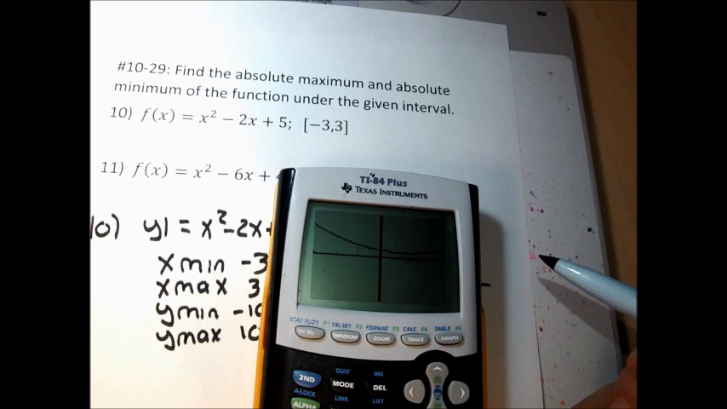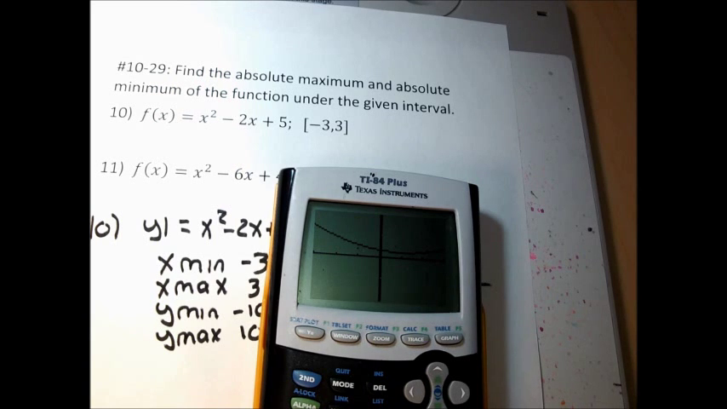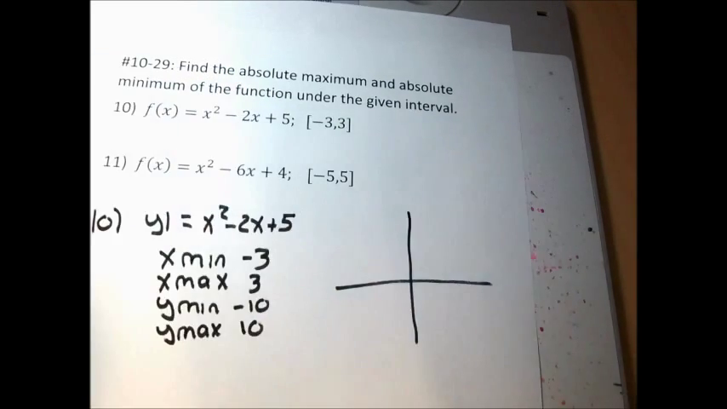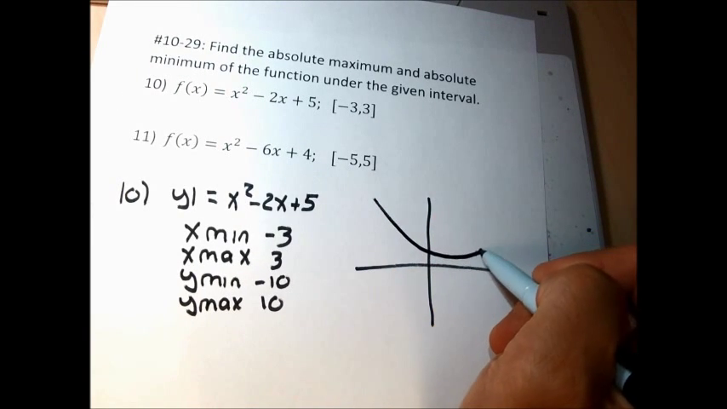Let me show you how to do this now with calculus, because we don't need to use our calculators, but heck, I'm going to wind up using my calculator to get y values anyways because it's easier. So it's nice having the function in there. The graph looks something like this.